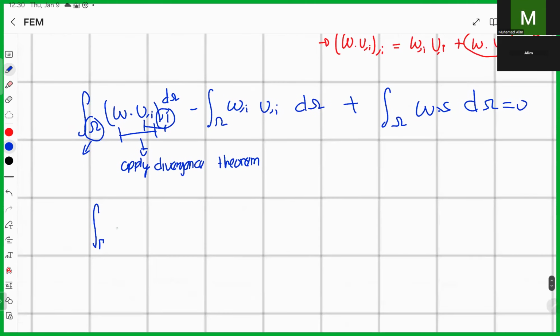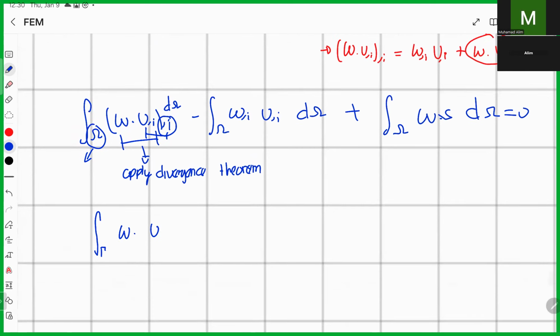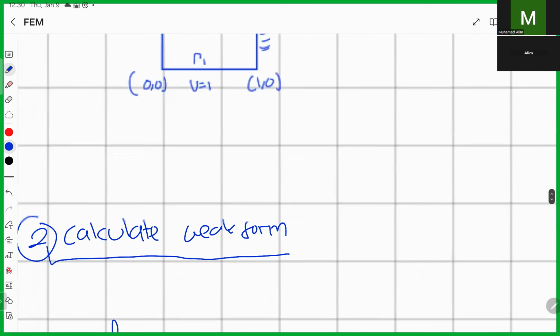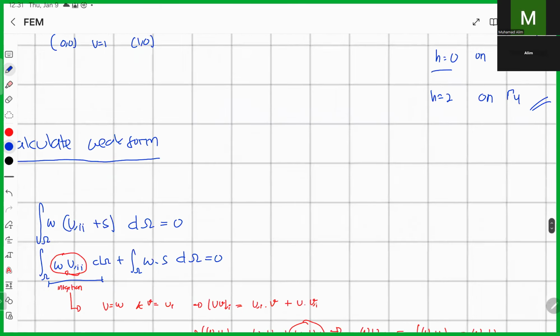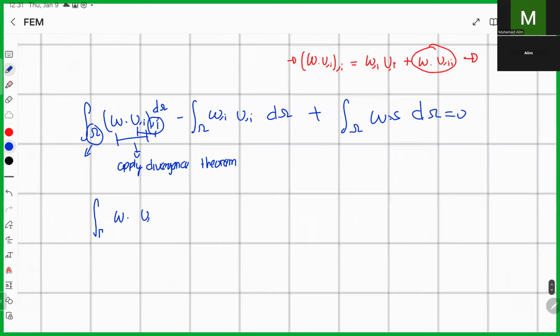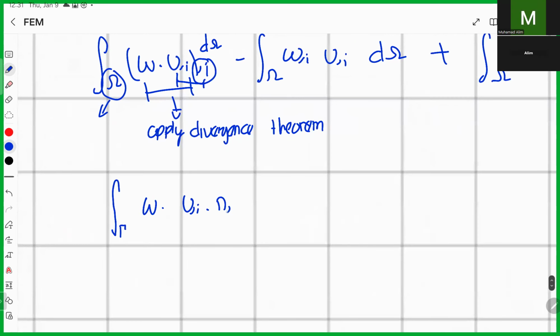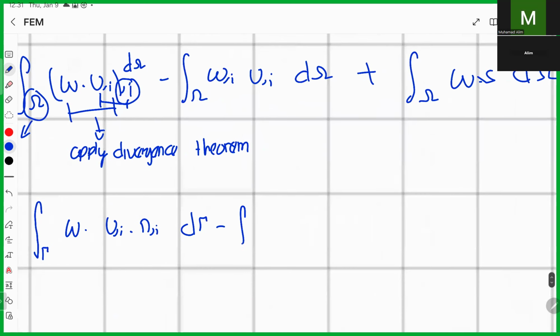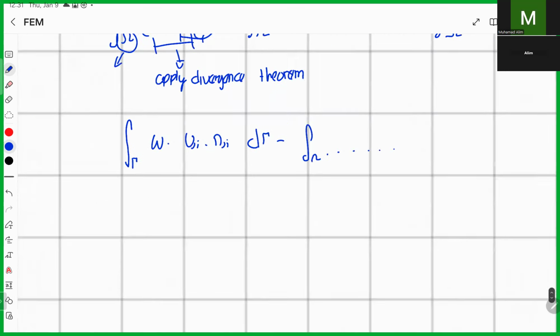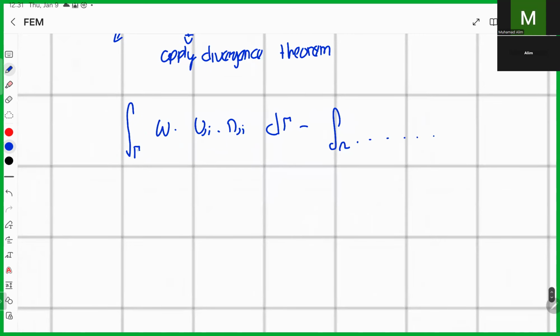We have this now. W U_i here. U_i equals, recall this from this version here. U_i will become U_i multiplied with N_i here. And then this is with respect to the domain of the surface. And then the rest will be pretty much the same here still. Okay. And then what we have now is we have four surface domains, right?